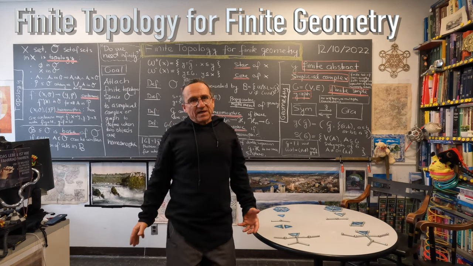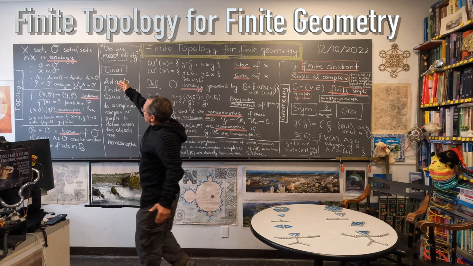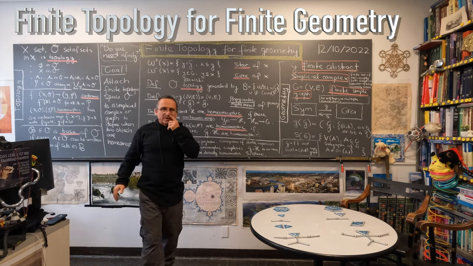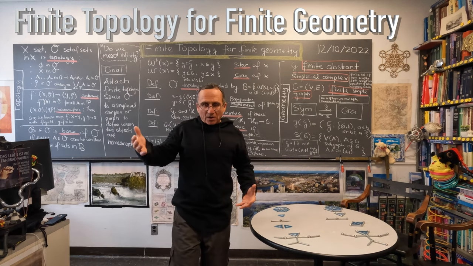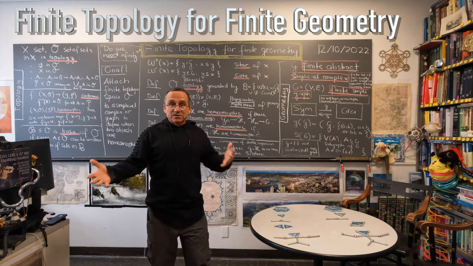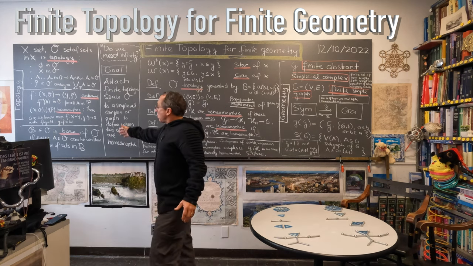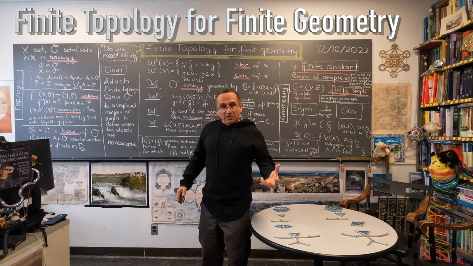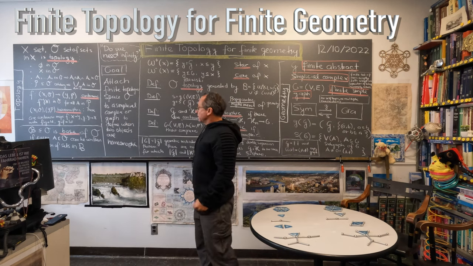If you have a finite set, then of course you have just arbitrary unions and arbitrary intersections there, but not the complement. And a map is continuous if the inverse image of an open set is open, and it's a homeomorphism if you can do both: F and F inverse are continuous.